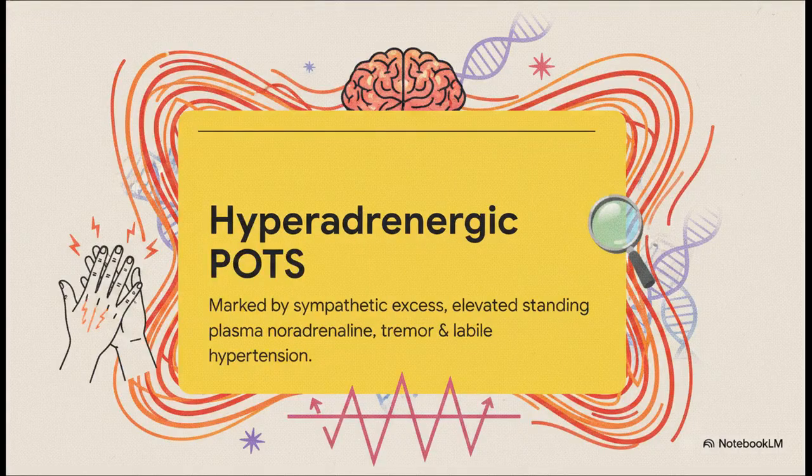Conversely, we've got the hyperadrenergic phenotype, and this affects about 10 to 15% of POTS patients. Now here, the primary issue isn't loose vessels in the legs, it's an overfiring sympathetic system. These patients exhibit massive sympathetic excess. You'll see pronounced tremors, severe anxiety, and even labile hypertension the minute they stand up. Interestingly, in some families, this is actually driven by genetic loss of function mutations in the norepinephrine transporter gene. Basically, it leaves way too much noradrenaline hanging around in the synapses.